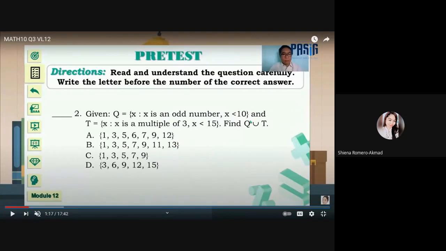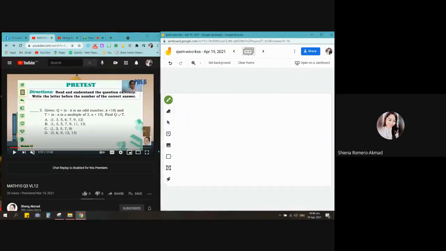Where X is less than 10. And event T will be X such that X is a multiple of 3 and X is less than 15. So you have to find the union, or Q union T. So, paano natin hanapin yun?